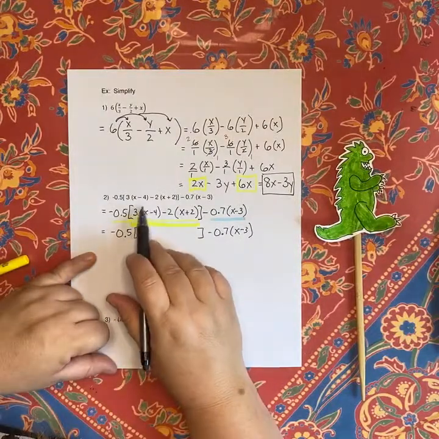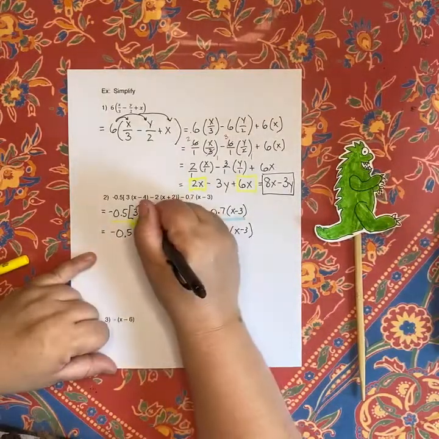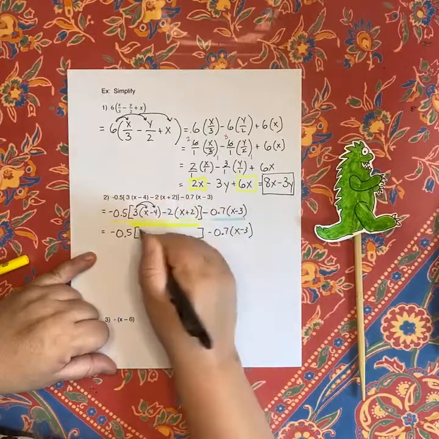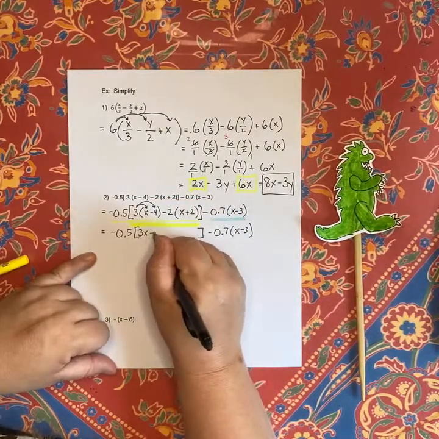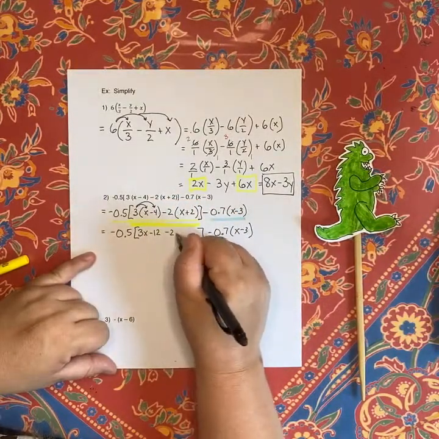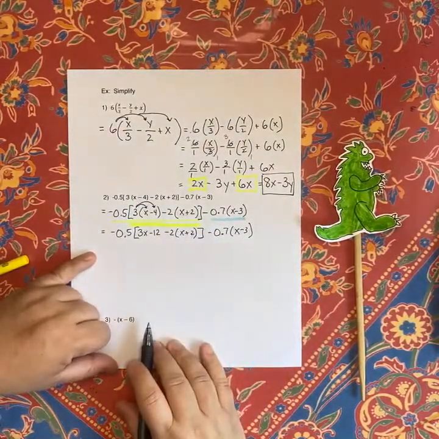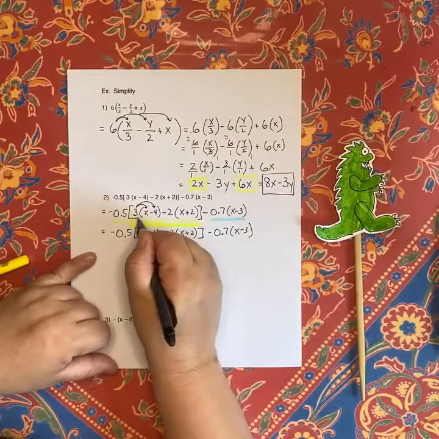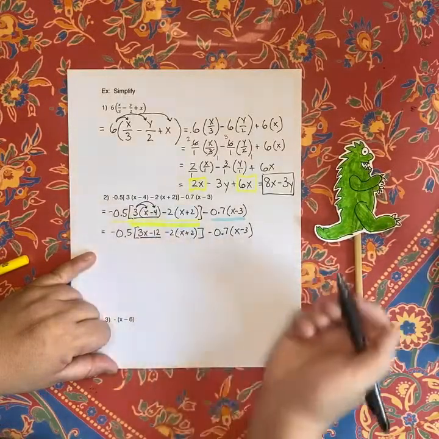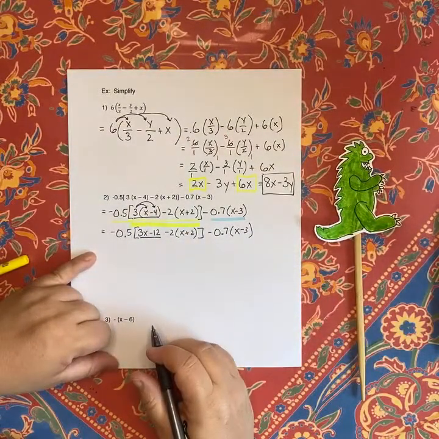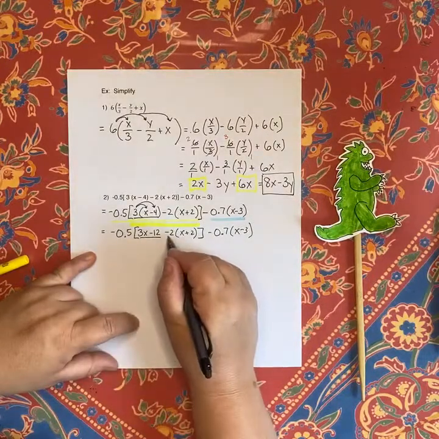I'm going to start with this, and I'm going to use the distributive property. 3x minus 12, and then I've got minus 2 times the quantity x plus 2. Okay, so that's what I got right there. So I did this part, and that's right here. Okay, next up, I'm going to do this.